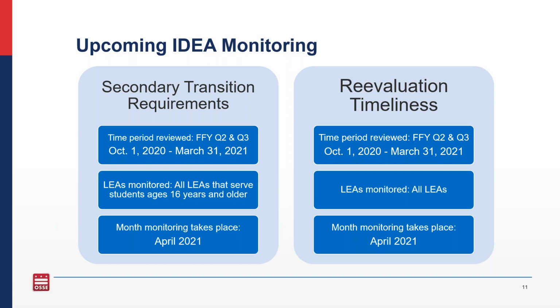We are also releasing the initial report for reevaluation timeliness. Again, you have 30 days to review these preliminary findings and verify your data. More on what this data verification looks like in DC CATS in a couple slides. Next slide, please.